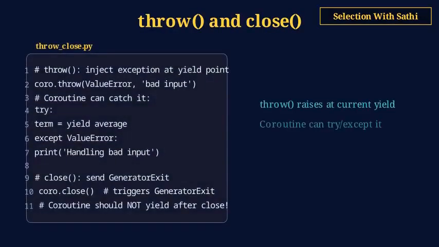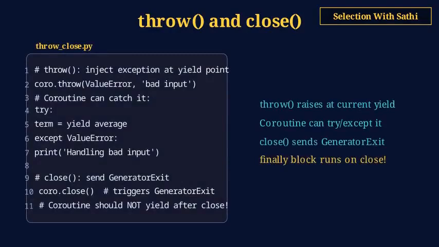The throw and close methods give you control over coroutine termination. Coro.throw raises an exception at the point where the coroutine is suspended. If the coroutine has a try except that handles it, execution continues normally. Coro.close raises GeneratorExit at the yield point. The coroutine should not yield after receiving GeneratorExit. It should clean up and return. Close is called automatically when the coroutine is garbage collected.